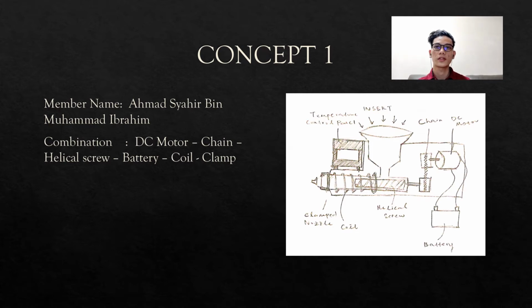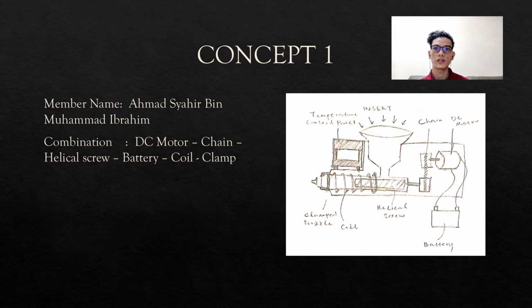For this concept, I have decided to use a battery as it is the best combination for the DC motor, and this will make it easy for the product to be moved everywhere. As you can see here, for the nozzle, I have decided to use a clamp nozzle because it is removable and easy to install.